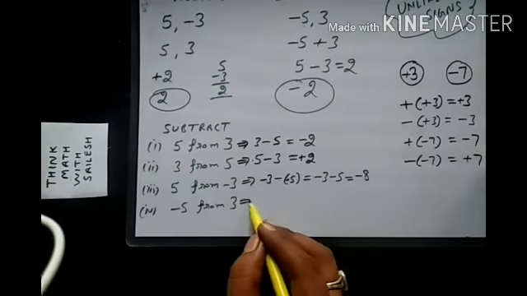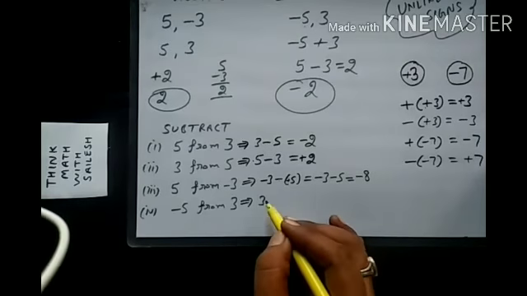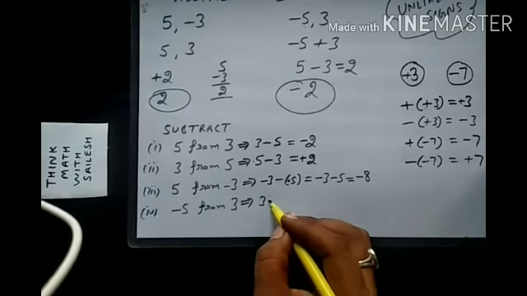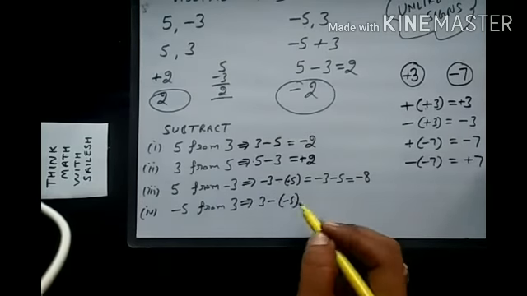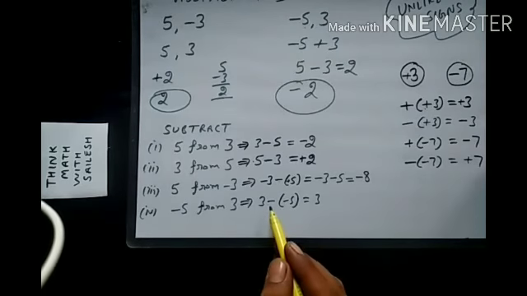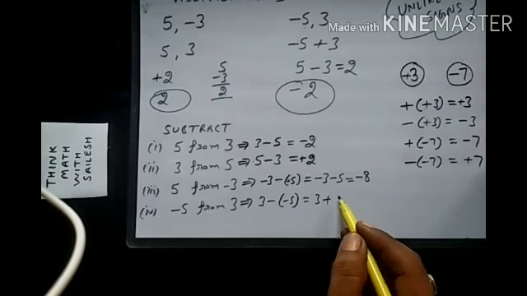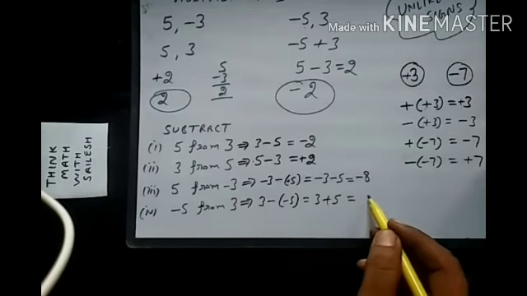Now I will have to subtract minus 5 from 3. So 3 is the minuend and minus 5 is the subtrahend. Now here you will see the application of this rule. Minus is multiplied with minus, therefore the answer is plus. Now 3 plus 5, that is 8.